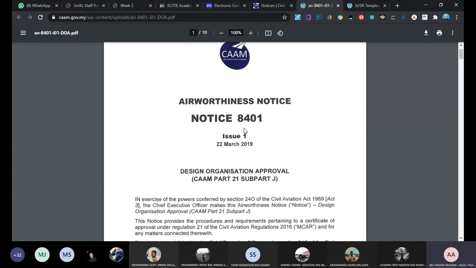Your company wanted to have the privilege to approve the minor design repair. Okay. Design or repair in the category of minor. You apply using this requirement.